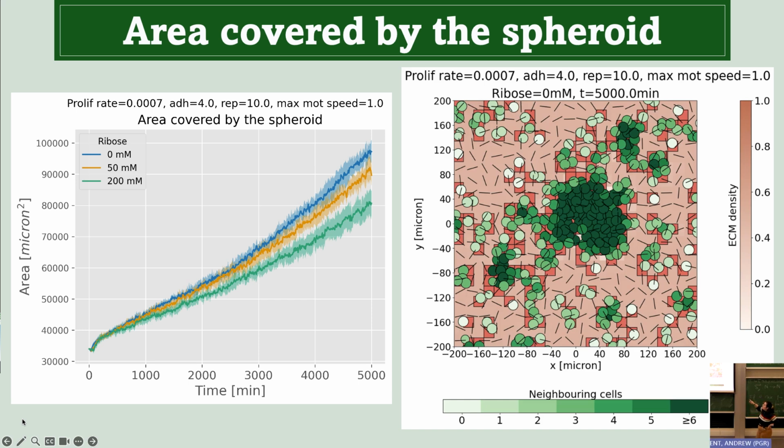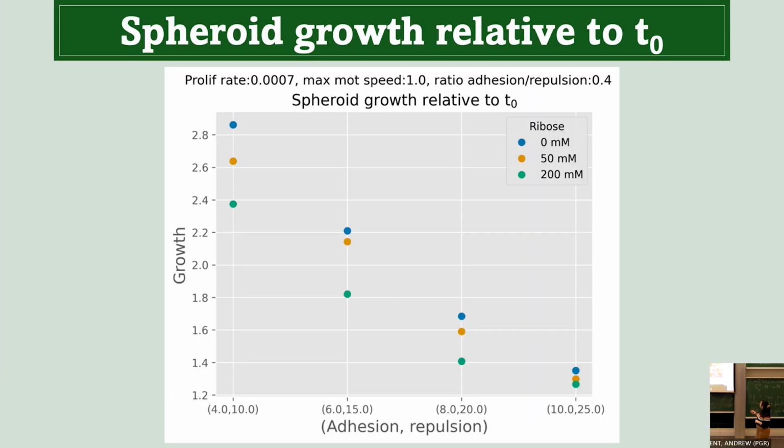So from now on, though, we will not look at actually what happens over time. We'll just find a ratio between the final area, the area covered by the spheroid at time 5,000, compared to the initial time. And so we will see if it doubled, tripled, etc. So I have a lot of parameters, and I have to do some parameter analysis.